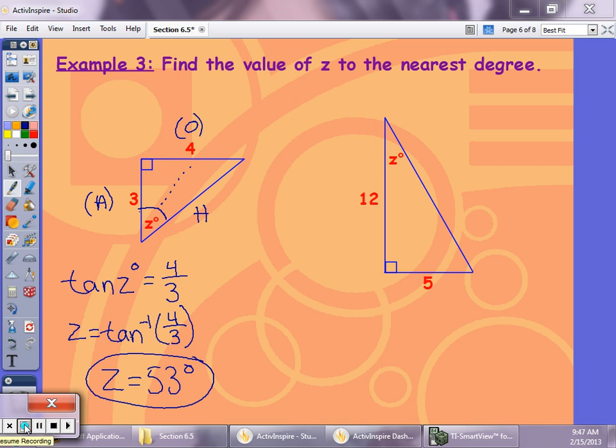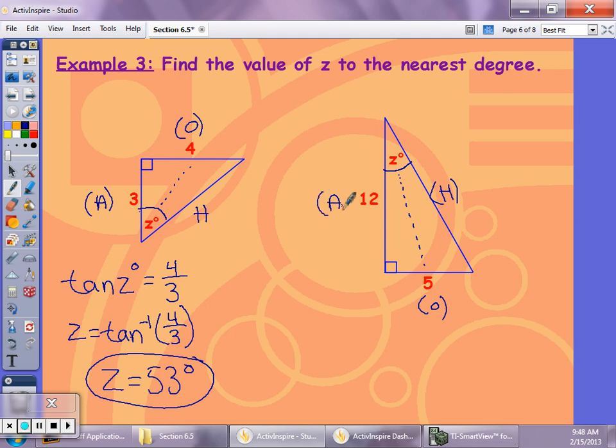So let's take a look at one more example using the inverse of tangent. So in the second example, we're trying to find acute angle Z. This is our hypotenuse. So this time the side opposite is going to have a measure of 5, and the adjacent side is going to have a measure of 12. So setting up our ratio, we're going to have the tangent of angle Z is going to equal the opposite side of 5 over the adjacent side of 12. So in our calculator, we're going to find Z by taking the inverse, which is our tan to the negative 1, of the ratio 5 to 12.